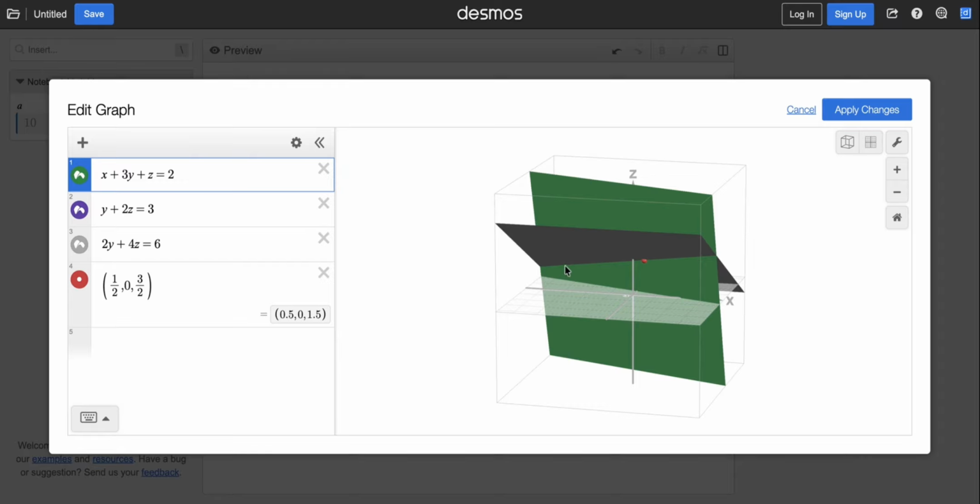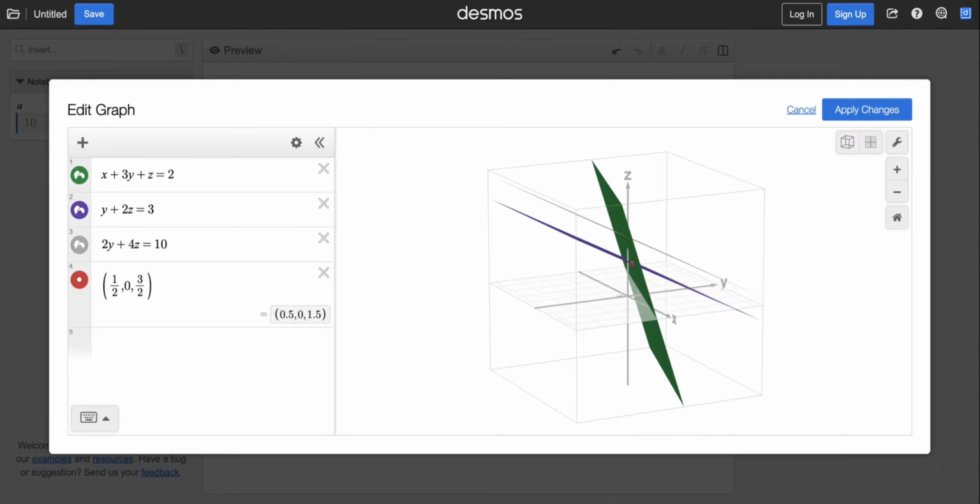That's where both the purple and the gray plane intersect with the green plane, right? Or there can be no solution, right? If I do something like this, now these two planes are parallel, they don't intersect. And if the parallel planes don't intersect, then these 3 planes together don't intersect at one point. So this system of linear equations is not going to have any solution as well.